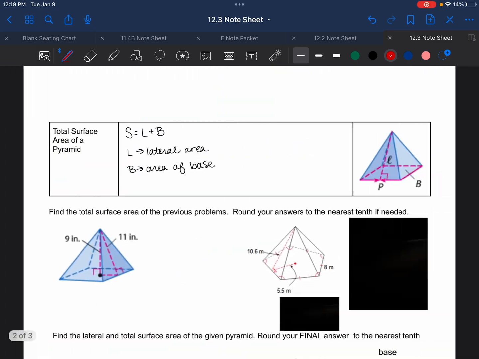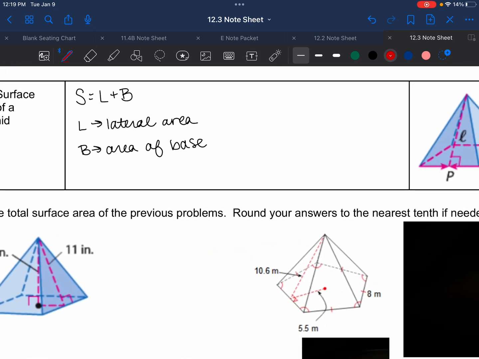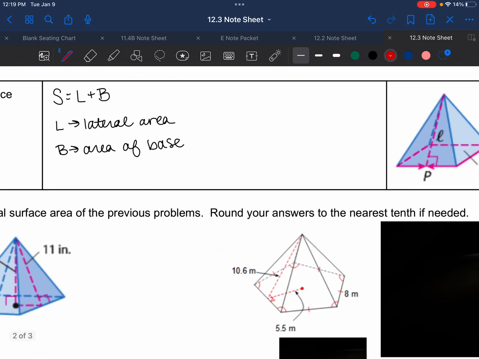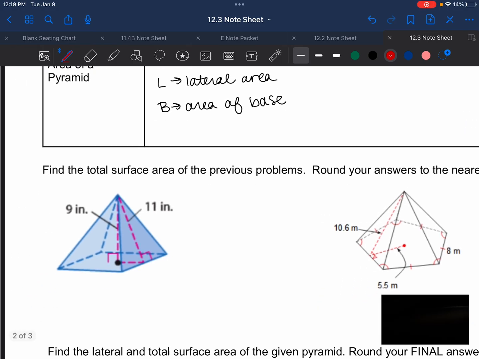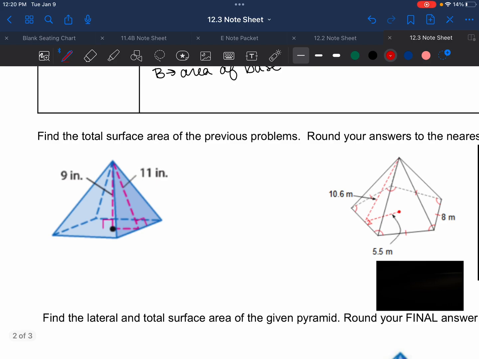Go onto the back now. Total surface area. You're going to take your lateral area and add it to the area of your base. Okay? So for these next problems, these are the exact problems we just had on the last page. We already know the lateral area here. It was 278.1 inches squared. So we need to find the area of the base. Remember, the side length of the base was 12.64.